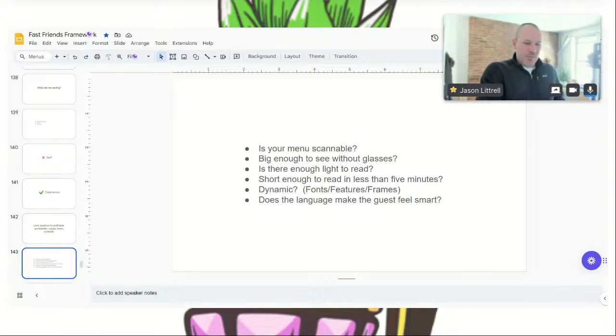It's embarrassing that I have to say this, but a lot of times when I go into a bar or restaurant, they haven't even considered the guest's perspective when looking at the menu. So a couple of things: is it scannable? Can you see the words clearly? Often when people walk through the door, they already know what they want, like a margarita or a Manhattan, something they already know about. Can they see the menu without glasses? Is there enough light to read? Is it short enough to read in less than 5 minutes, probably less than 3 minutes, actually? Are you switching things up with font sizes, features, and frames? And does the language make the guests feel smart?